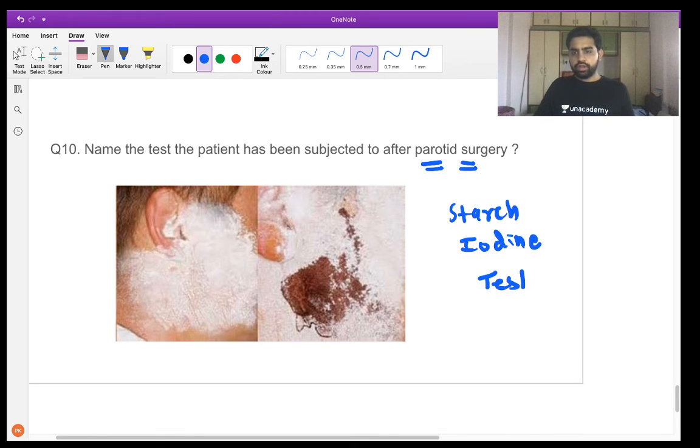It is a starch iodine test. So what is the starch iodine test? This is basically the best test to diagnose the patients of Frey syndrome. Okay, so what is this Frey syndrome?